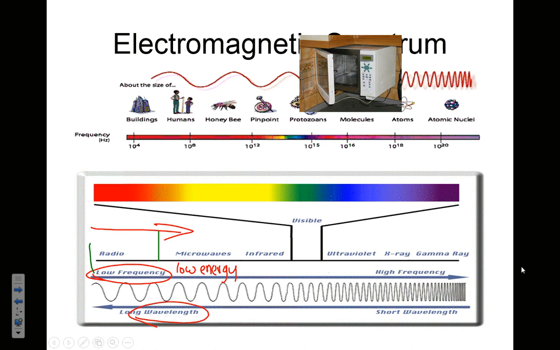And radar are also in this part of the spectrum as well. So if you've ever been pulled over to get a speeding ticket, they were bouncing radar waves off you to detect what your speed is. So microwave and radar waves are in this part of the spectrum.